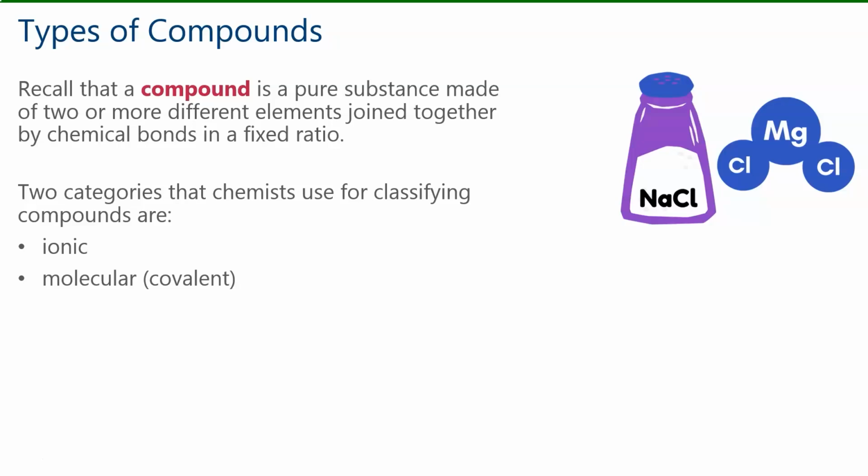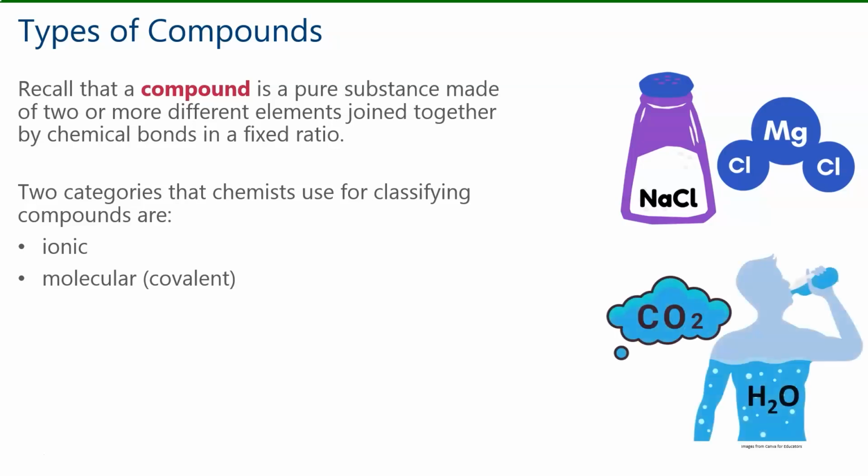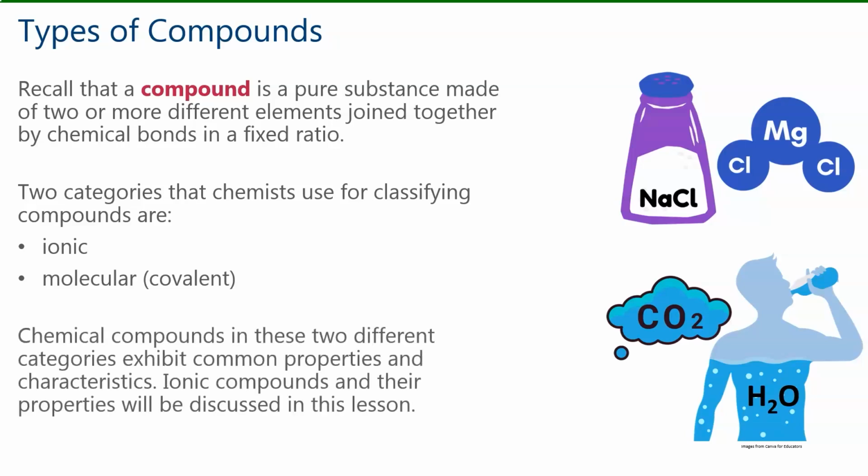In grade 9 science, you may have referred to molecular compounds as covalent compounds because the type of bonds that hold these together are known as covalent bonds. In this course, we will refer to them as molecular compounds and the bonds as covalent bonds. Some examples of molecular compounds are carbon dioxide gas, CO2, and water, H2O. Chemical compounds in these two categories, ionic and molecular, exhibit common properties and characteristics. Ionic compounds and their properties will be further discussed in this lesson.